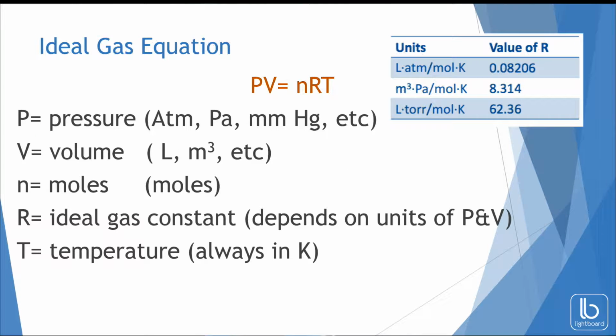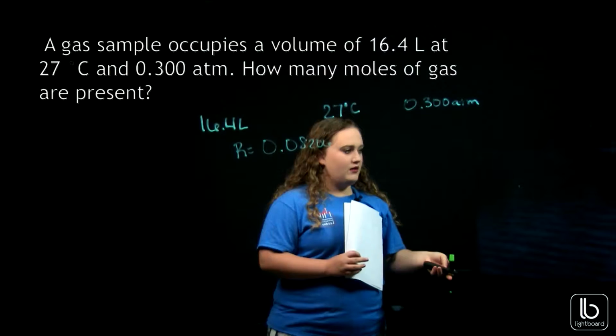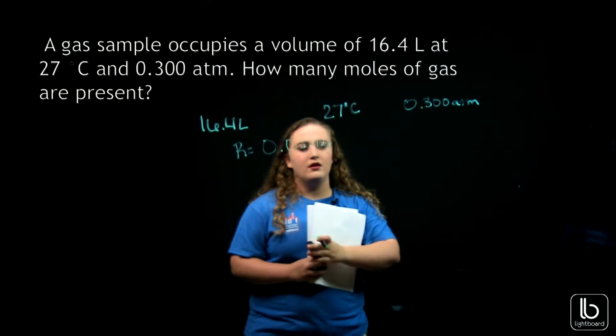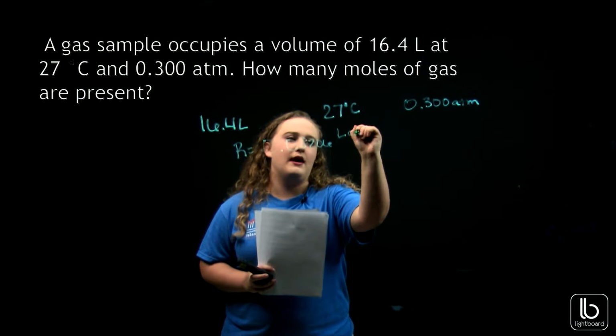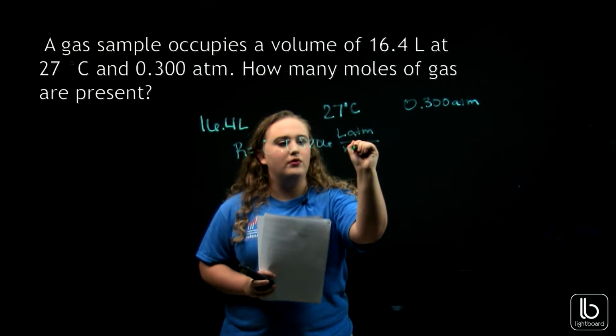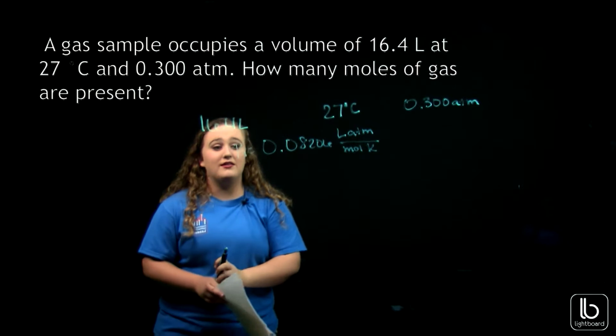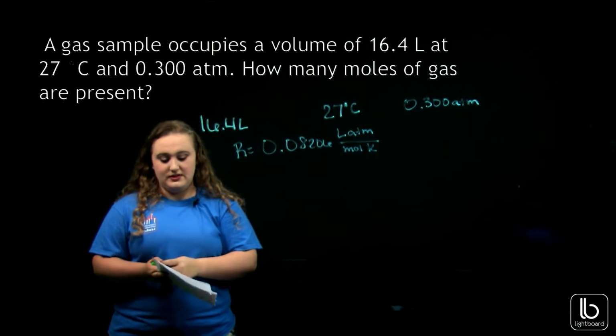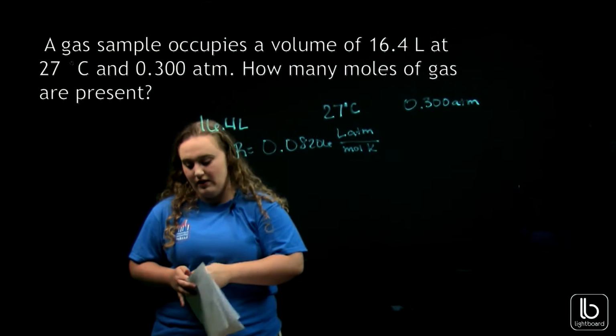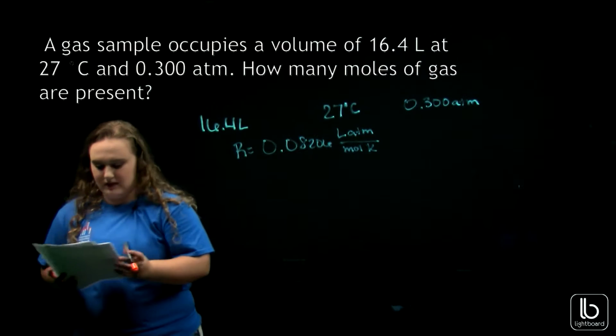to show you that here is our box for our R values. We said that we had liters and atmospheres, so the R value we're going to use is 0.08206. So that is liter atmosphere per mole Kelvin. Another important thing that our R value can tell us is that we need to, again, change our temperature to Kelvin because we're always going to be working with that in Kelvin.